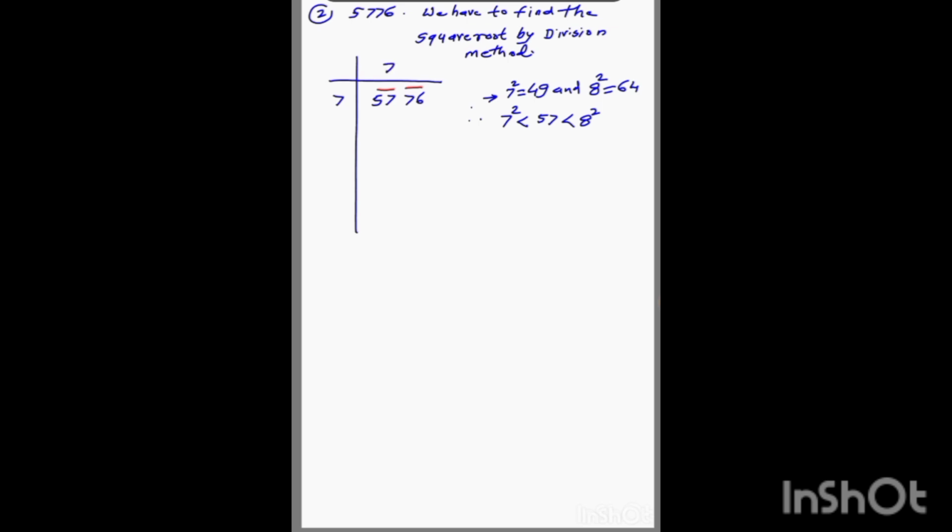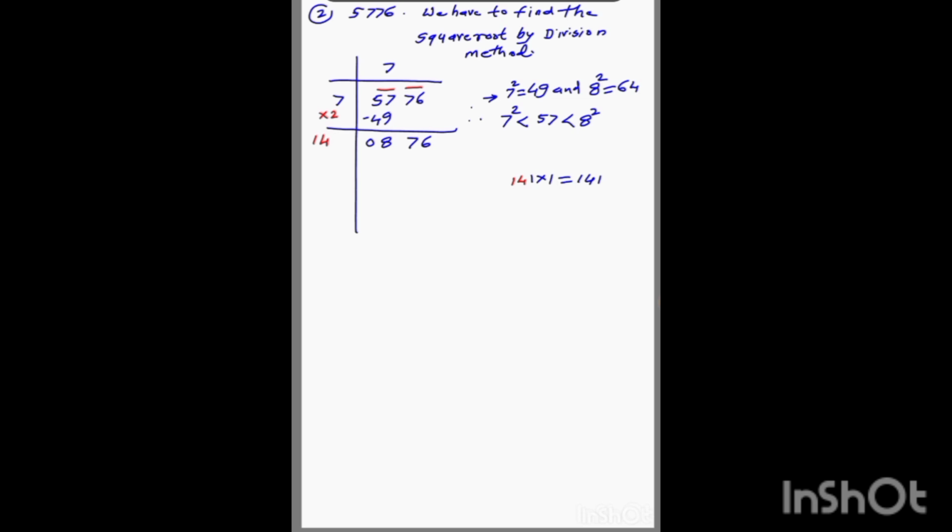See, it is 7, so 7 sevens are 49. Subtract it, and you get 8, since 57 minus 49 is 8. Bring the whole block down, that's why we made the pair 76. Now the important step: 7 into 2 is 14. This step is very important. Now on the right hand side I take 14, then 1, so 141 into 1, which is 141.